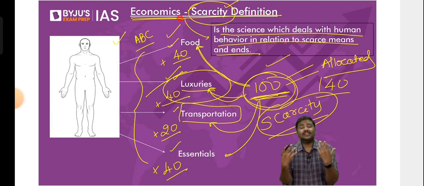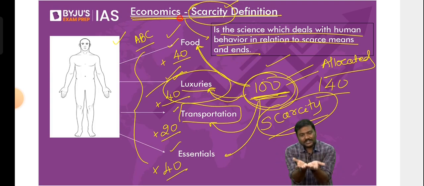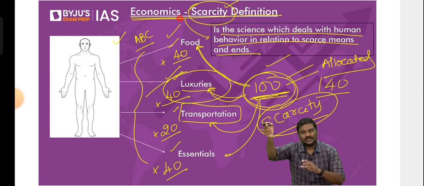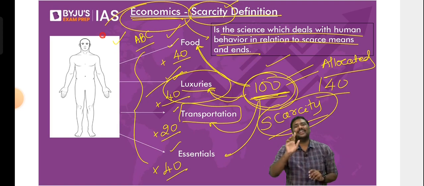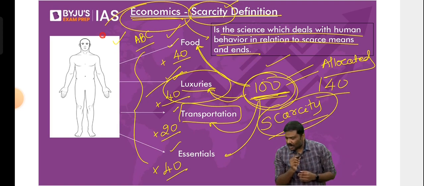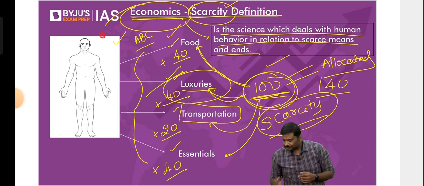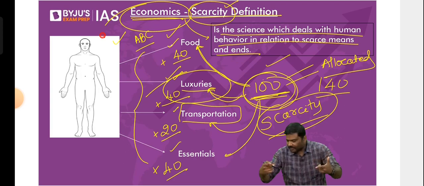That is the behavior that we have. How do we behave when we have resources which are not sufficient to meet all our requirements? How do we use the resources? That study is called economics. Is the definition okay with you? Does anybody have a doubt regarding the definition? If yes, let me know. So how do we allocate the resources? The study of that behavior is called economics.